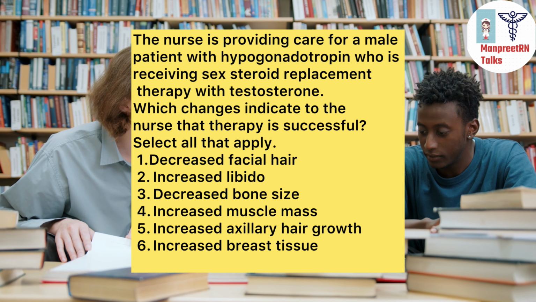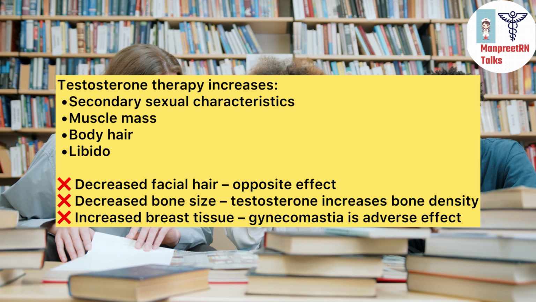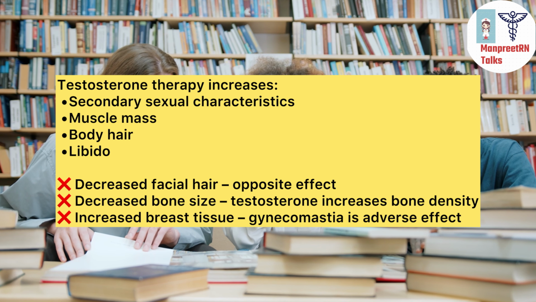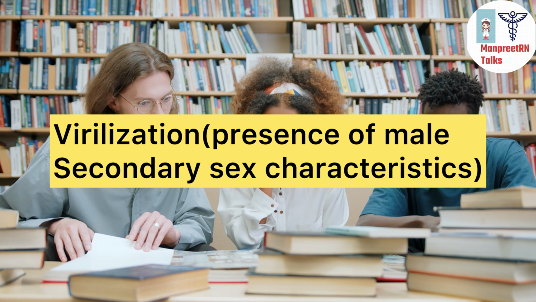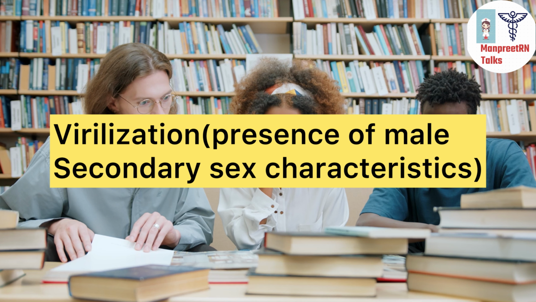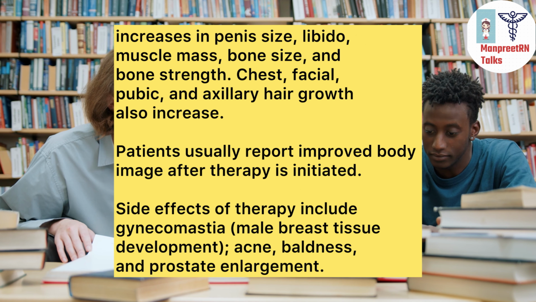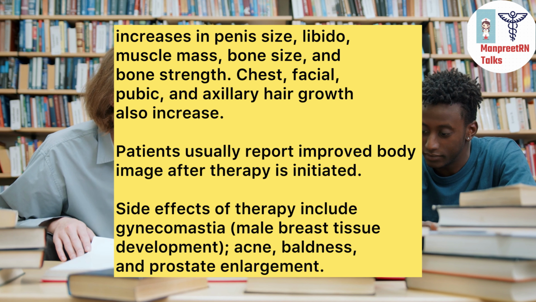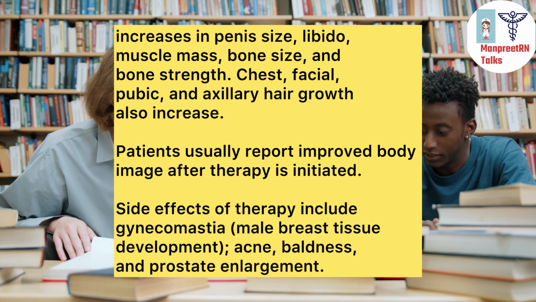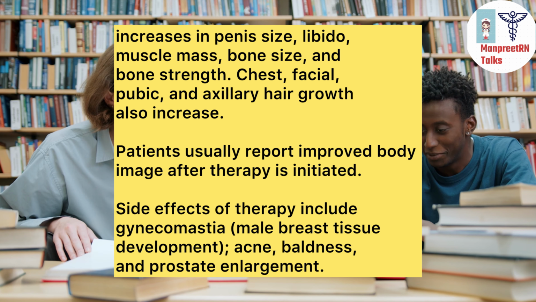Why? Therapy for gonadotropin deficiency begins with a high dose of testosterone and is continued until virilization is achieved. Virilization means the presence of male secondary sex characteristics. The responses include an increase in penis size, libido, muscle mass, bone size, and bone strength. Chest, facial, pubic, and axillary hair growth also increase, and patients usually report improved body image after the therapy is initiated.